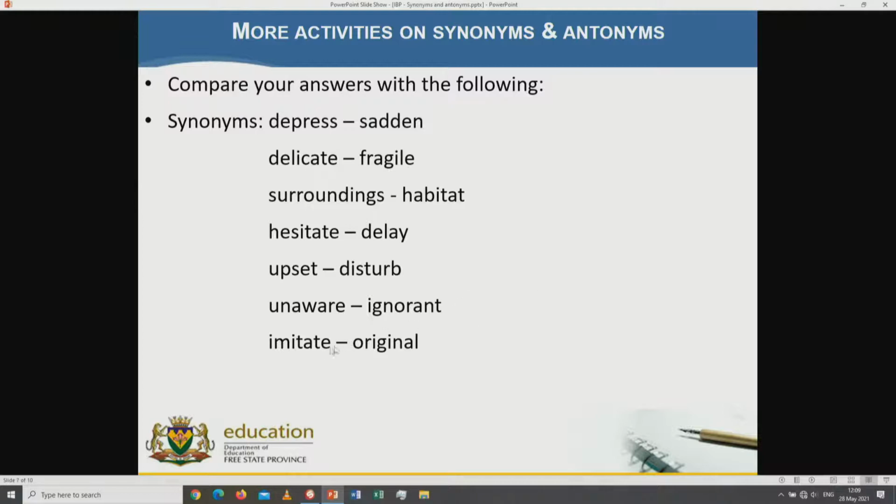Imitate, original. This can't be a synonym. It's a mistake here, the grade 7s. This can't be a synonym because imitate and original are not alike. These are the antonyms, not the synonyms. This is a big mistake, but it's okay that we are picking it up right away for you to correct it. Imitate and original are antonyms, not synonyms.